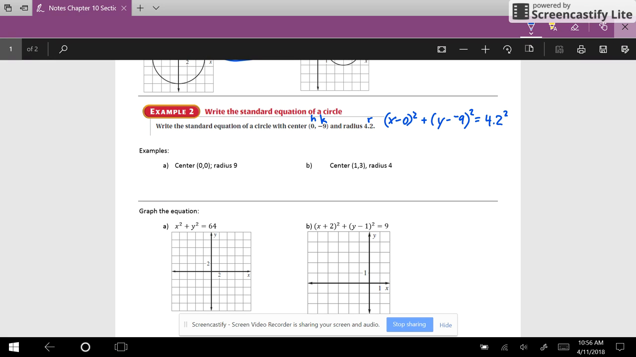Equals 4.2 squared. As I go to simplify this, I can just call the first term x squared. For the y, when I have a minus a negative, a double negative is really a positive, so I can rewrite that as y plus 9 squared equals 4.2 squared, which is 17.64.